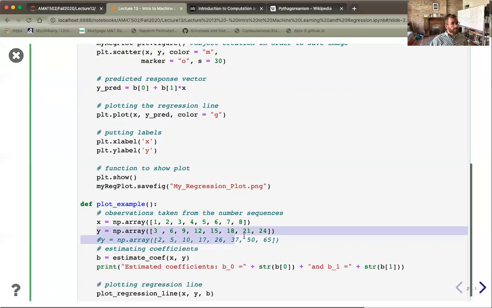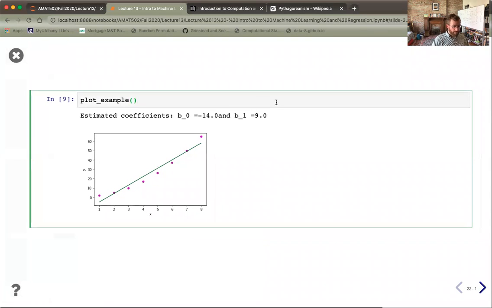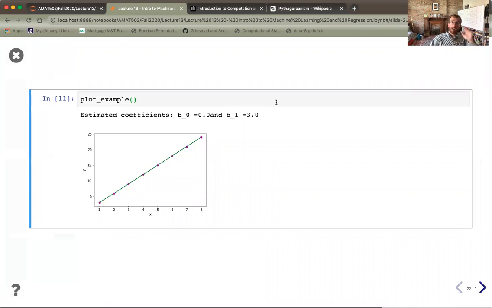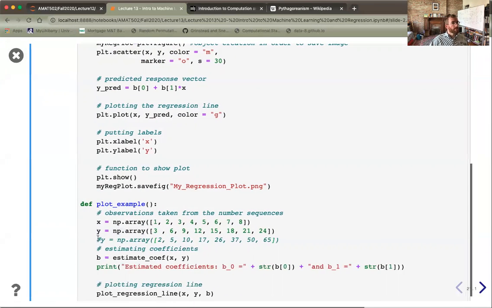So I could toggle back and forth between these. Now let's go ahead and plot. So here I got a perfect fit. And that's just because in this case, there actually was a linear relationship. But I'm going to go ahead and turn this back to what it was.